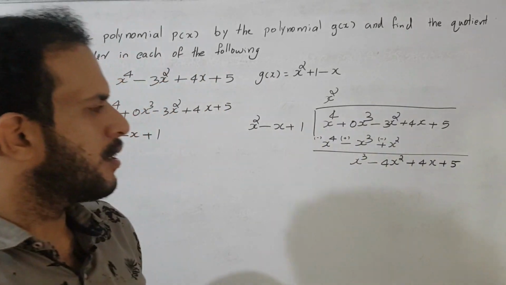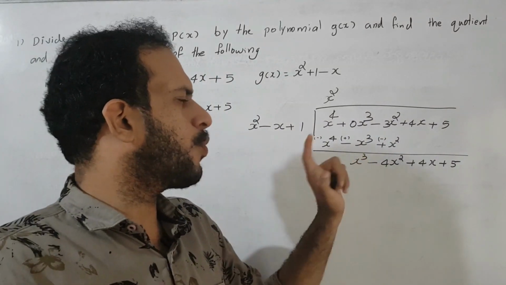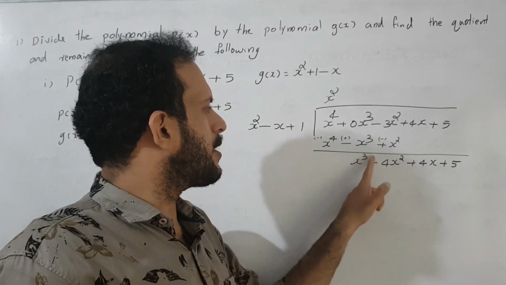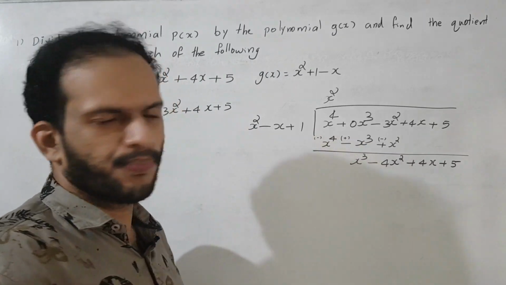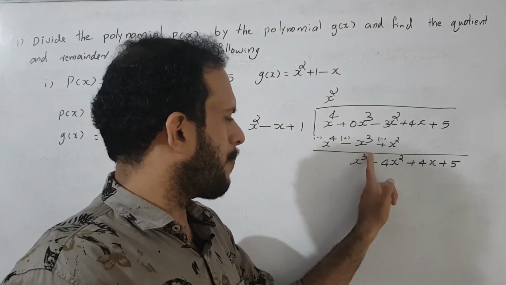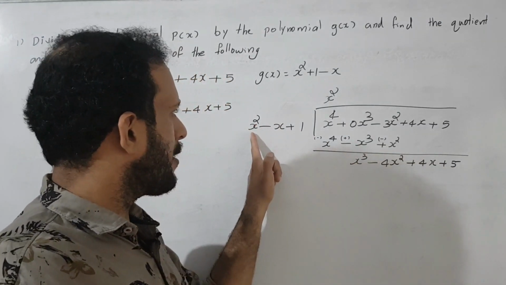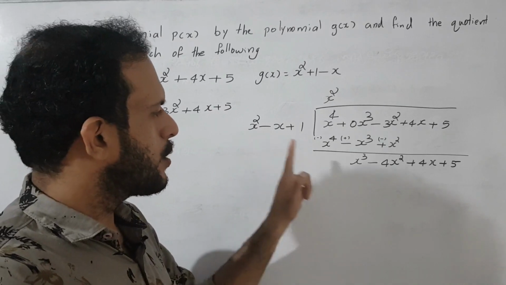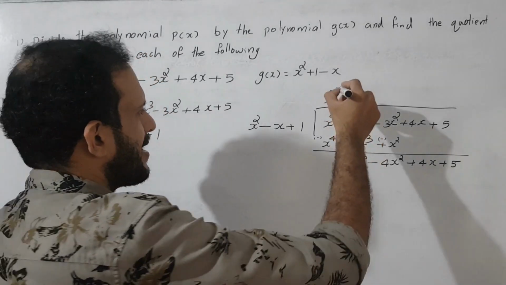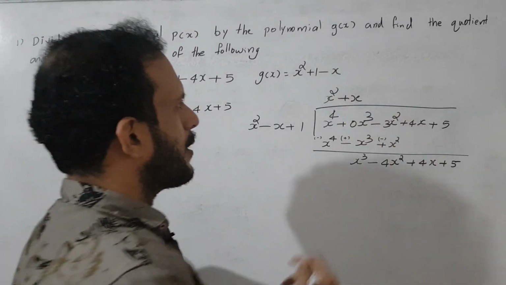Now which one is the highest power? The x cube is the highest power term. So we divide x raised to 3 by x raised to 2. Which is the highest power term here? x raised to 3. So next we divide x raised to 3 by x raised to 2. So x raised to 3 divided by x square is x, that is plus x. Correct? I think you know how to get that one, correct?